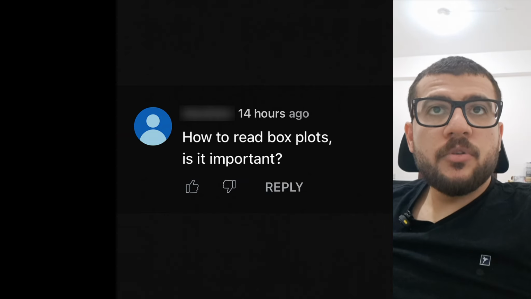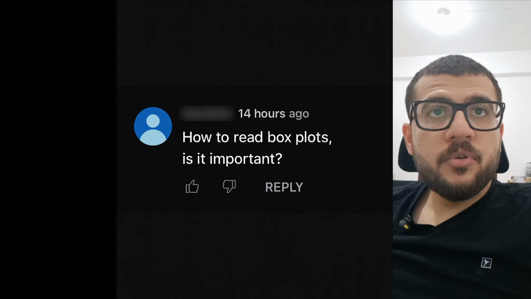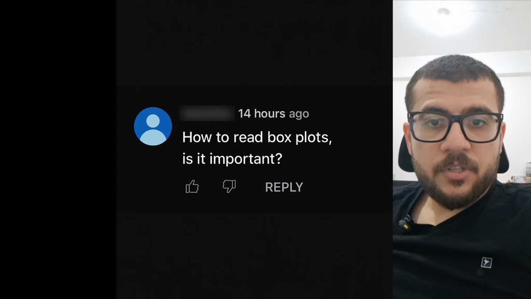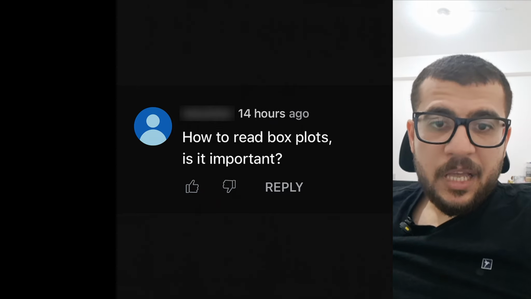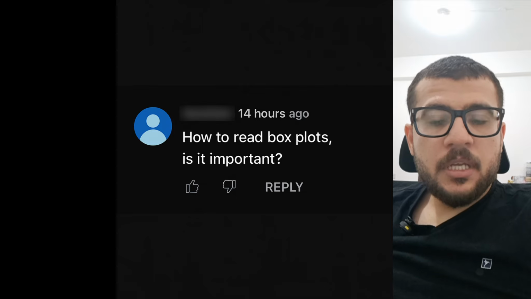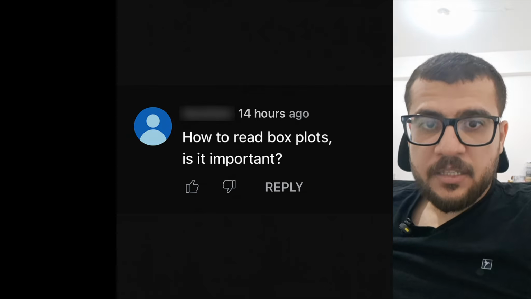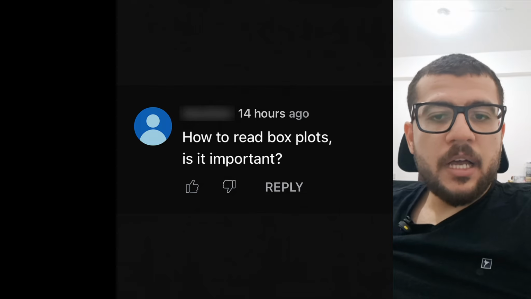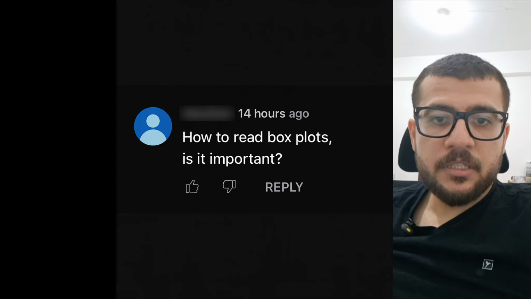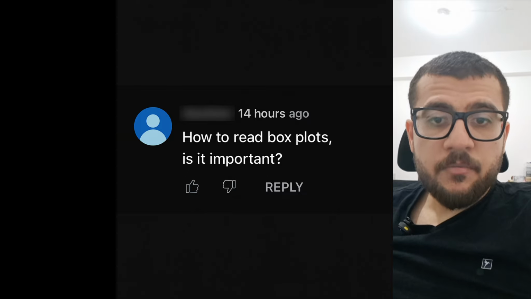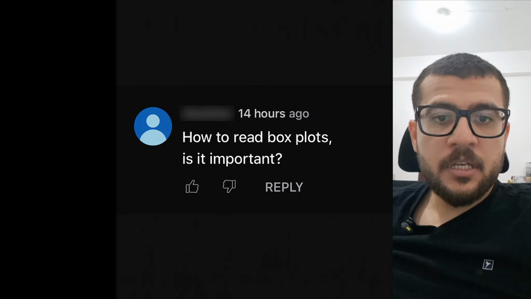How to read box plots? Is it important? I receive these questions a lot. Basically, a box plot reveals a lot of inconsistency in the data. If it exists, they can show you hidden information inside your data. They can give you a lot of insights that you cannot reveal or show in other visuals.